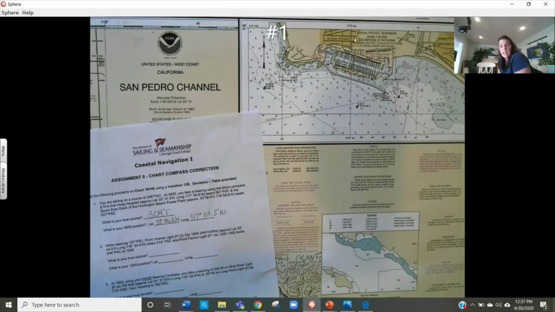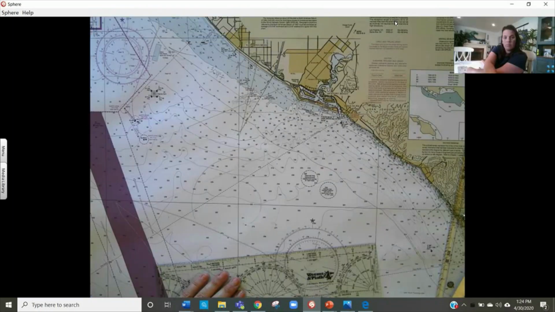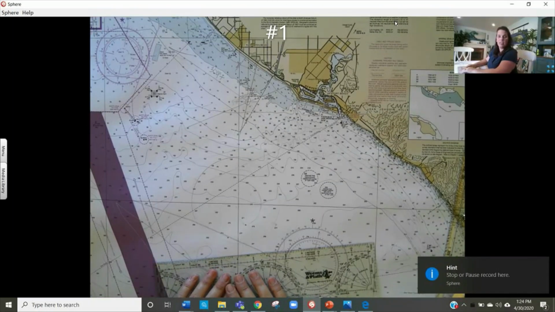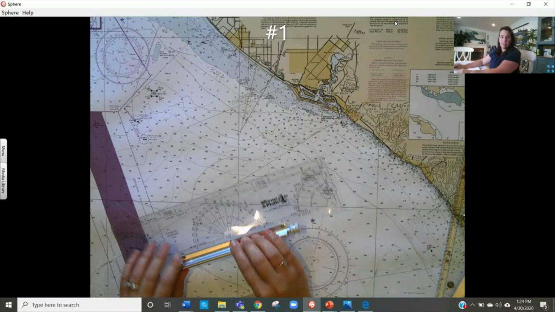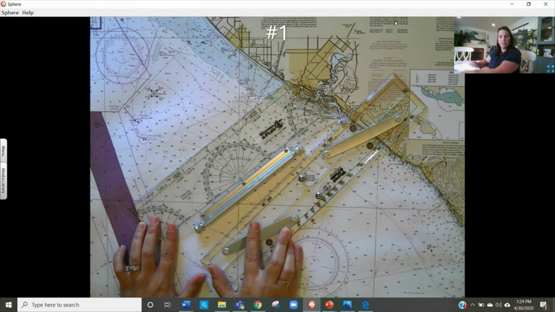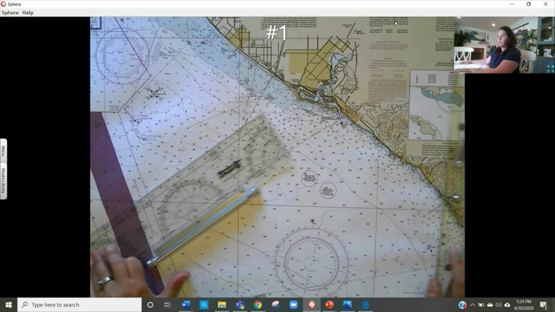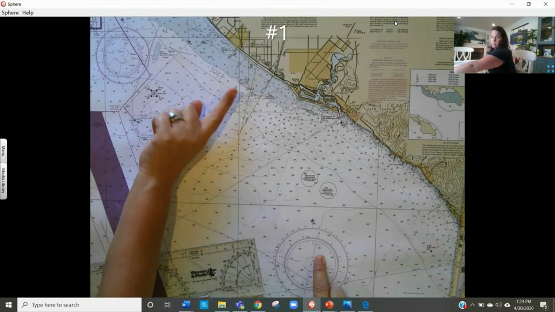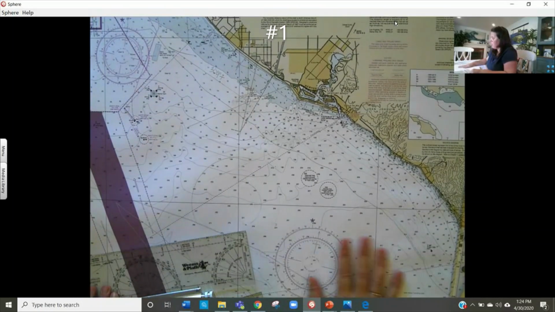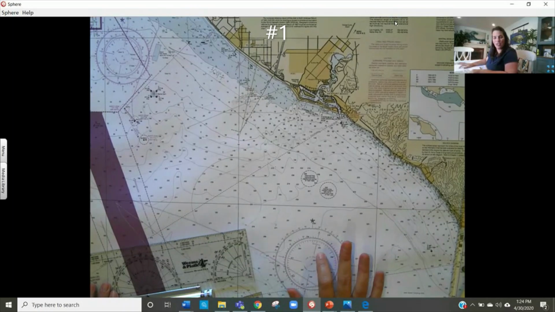Now I will show you again how to plot your LOPs using different plotting tools. Alright, now I'm going to show you how to get those same LOPs using the roll plotter and the parallel ruler. So we started with the Hoag Hospital at a true bearing of 067. So we have to reference a compass rose. We could either use this compass rose or this compass rose. We're kind of right in the middle, so it doesn't matter which one. I'm just going to use this one because it's closer to me.